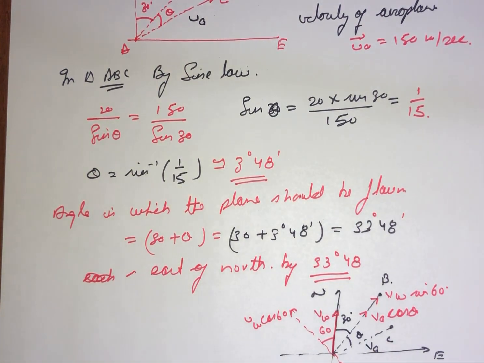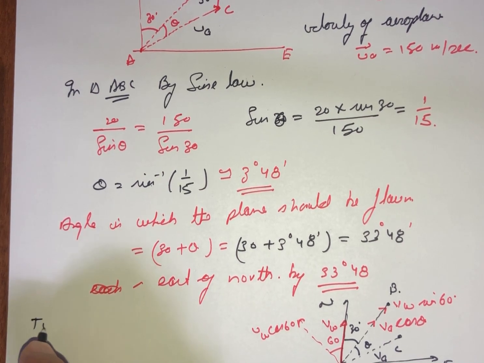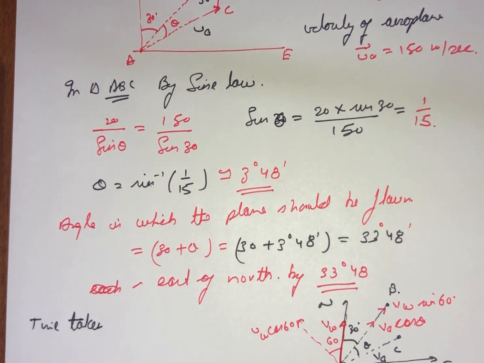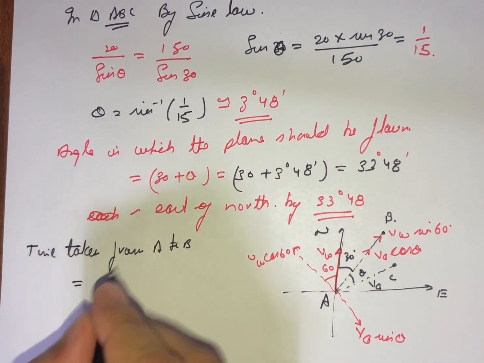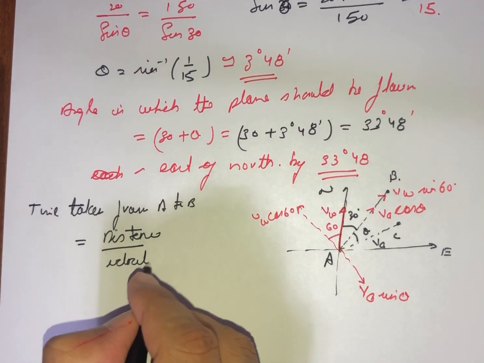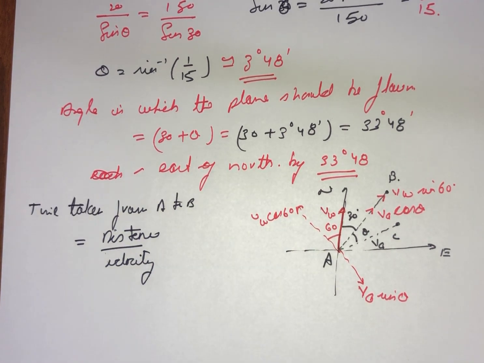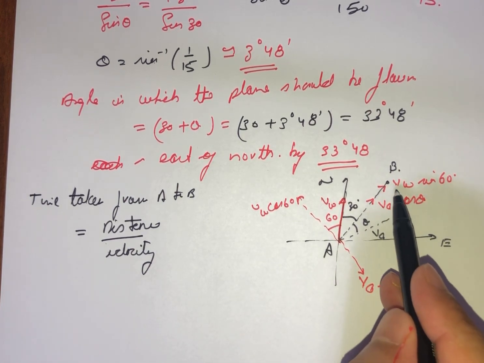Okay, so now we want the second part, that is time taken. We already know the distance AB. Distance AB is given as 500 km. So in case we find out the velocity, we can use the formula that time taken from A to B will be equal to distance divided by velocity. So distance we already know, we need to find the velocity. Okay, so velocity in the direction AB, there are two components, VA cos of theta and VW sin of theta.